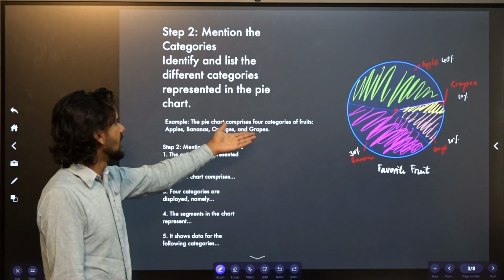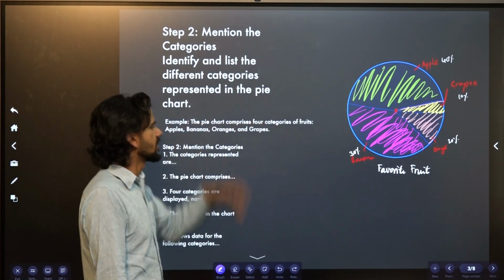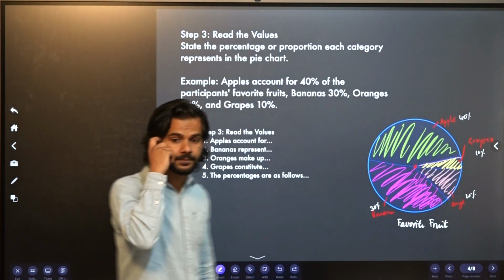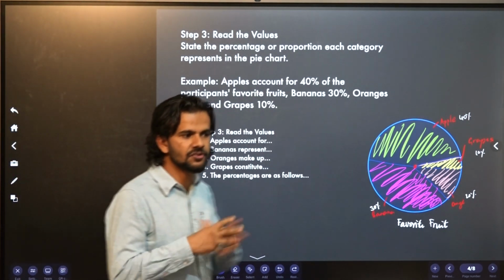See, here an example sentence is given. The pie chart comprises 4 categories of fruits: apples, bananas, oranges, and grapes. See, that's a beautiful sentence. And then step 3. Now you read the values. You mention some values.